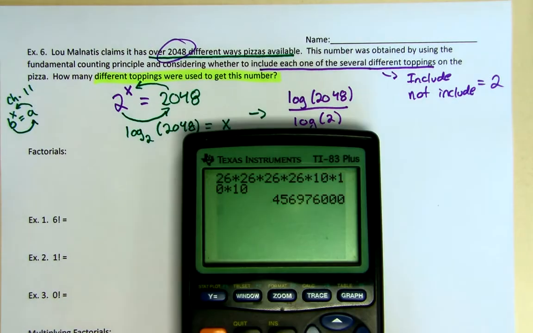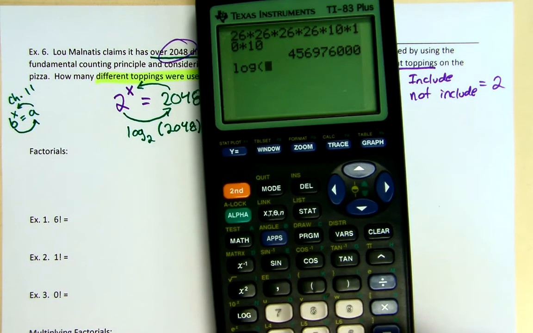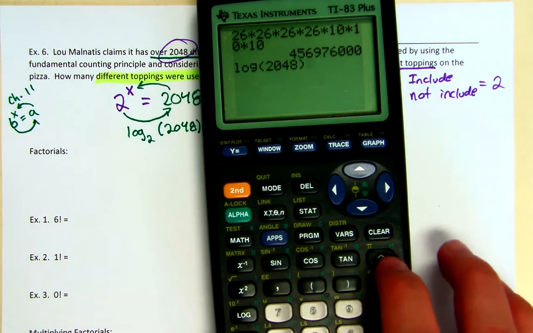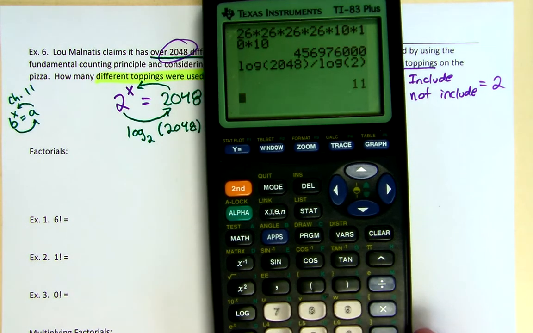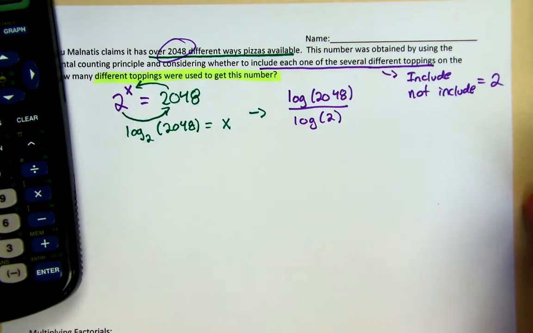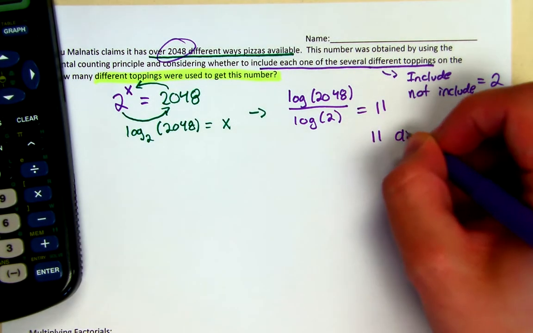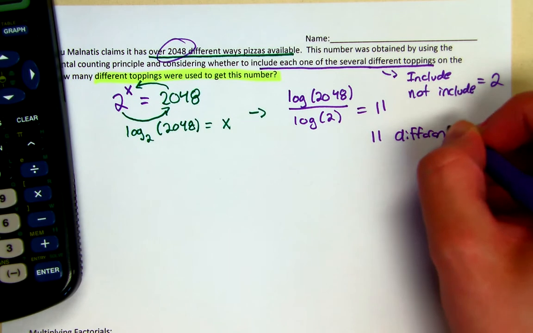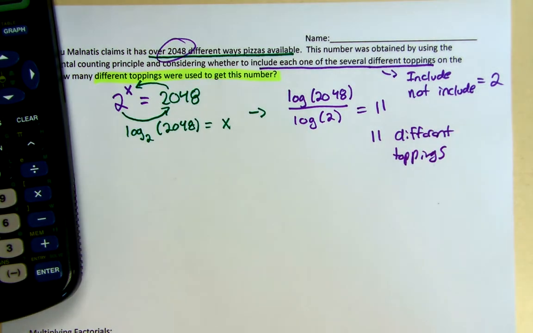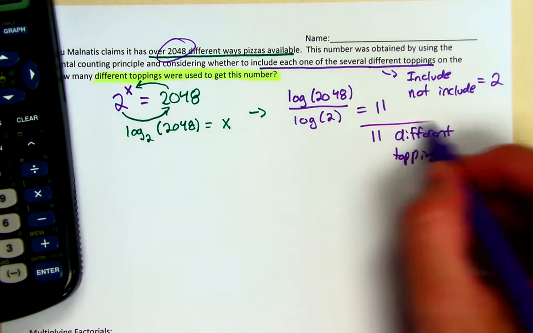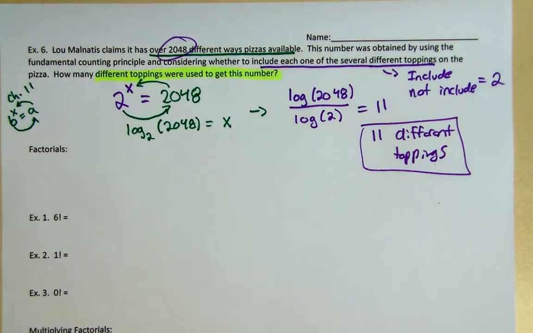So again, in your calculator there, you're going to do log. You're going to use the log button all the way down there. 2048 and dividing by log of 2. And it gives us 11. So there are 11 different toppings. And that's how you would work backwards with the fundamental accounting principle if you're given the options.